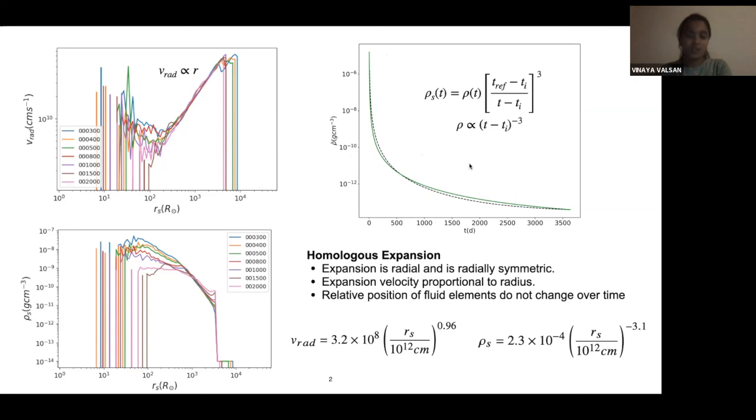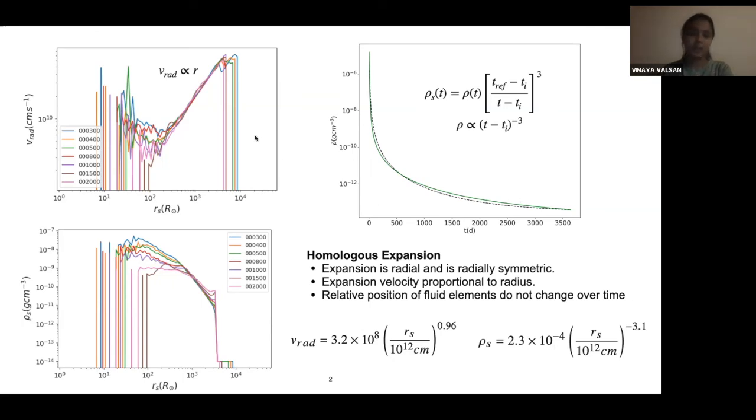We can also see evidence of homologous expansion from the density profile. Here I plot the density profile as a function of radius for different time slices from the simulation. You can see that over time, density maintains its shape, and this region of the curve fits as the density proportional to the radius to the power -3, which again confirms homologous expansion.